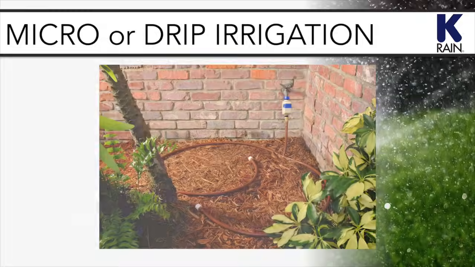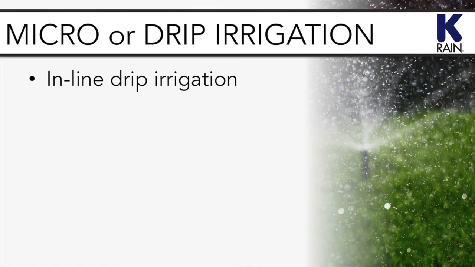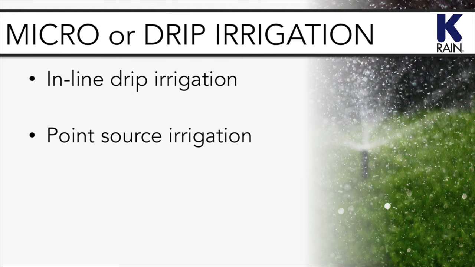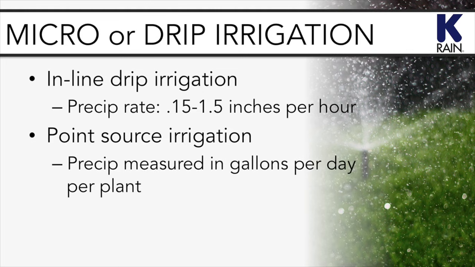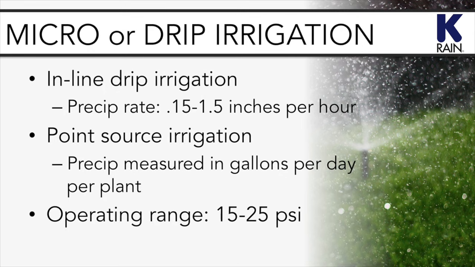There are two main types: inline drip irrigation, where the emitters are built into the tubing, and point source drip irrigation, where individual emitters are punched into the tubing by the plant. With inline drip irrigation, flow rates can be calculated per foot of tubing, and precipitation rates are very low, from 0.15 to about 1.5 inches per hour. With point source irrigation, flow rates are calculated per emitter and precipitation is measured in gallons per day per plant instead of inches per hour. The operating range for most micro or drip irrigation is 15 to 25 psi.